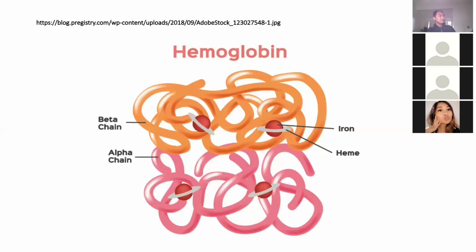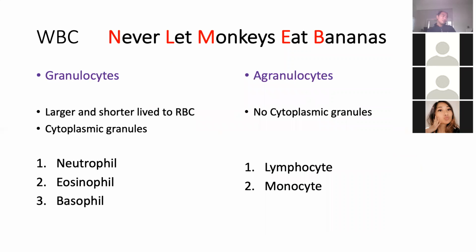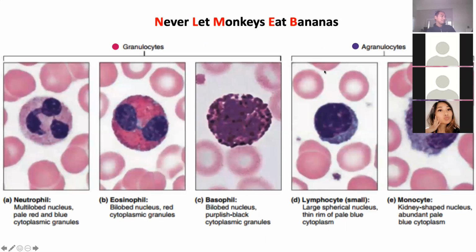RBC, hemoglobin, RBC lifespan, WBC. Don't forget granulocyte, agranulocyte, or Never Let Monkey Eat Banana. This is a very good diagram. Granulocyte, red; agranulocyte, purple, depending on their cytoplasm. Basophil, characterless, no character at all. Therefore we don't want him. We don't want basophil, so therefore it is less than 1%.